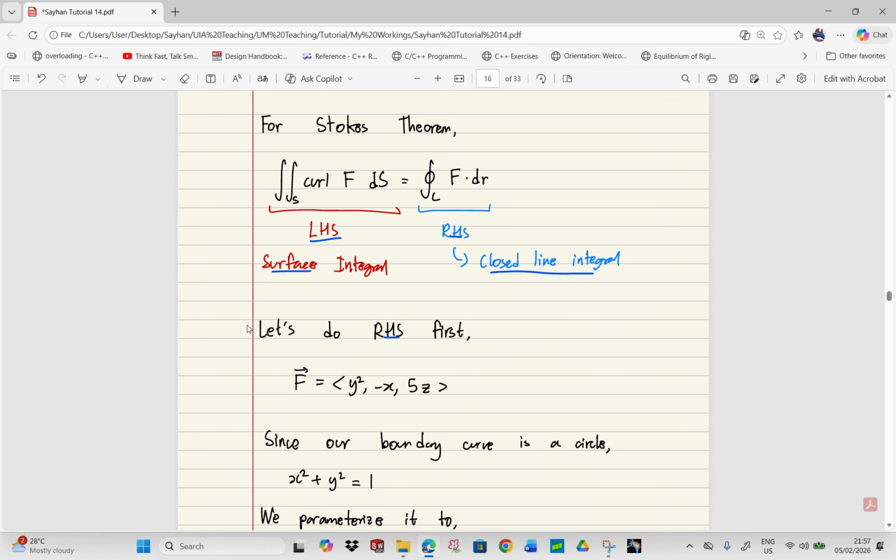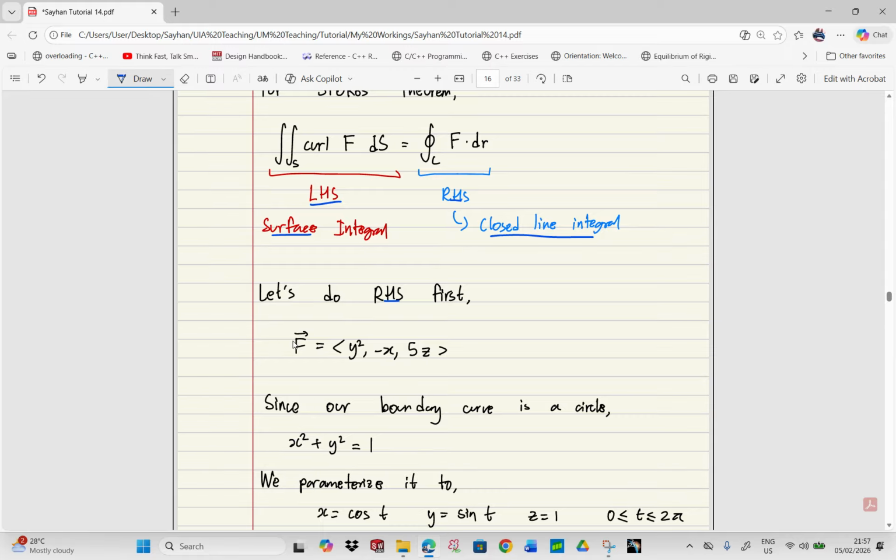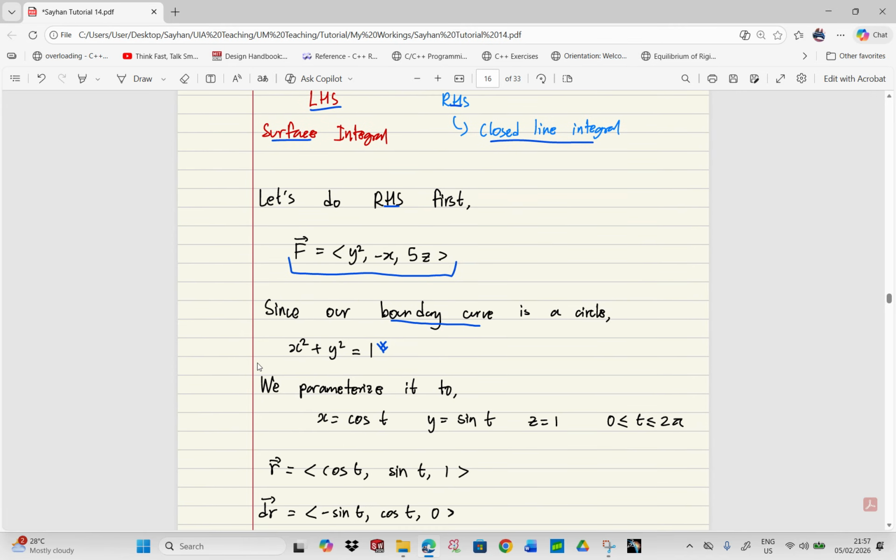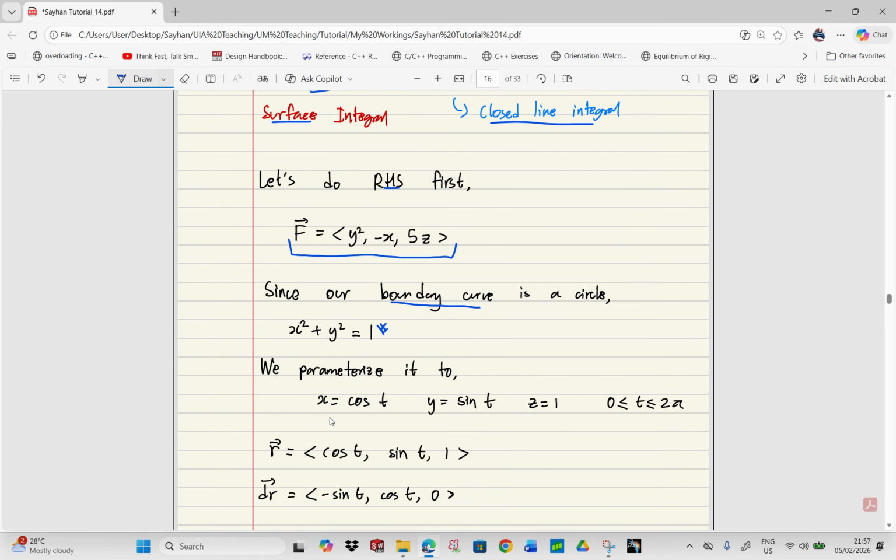So we have the force field equation, which is already given to us, and we already have our boundary curve, which is a circle. By having a boundary curve as a circle, we use the parameters: x is cosine t, y is sine t, z equals 1, and t ranges between 0 to 2 pi. You can refer to your tutorial 12 or week 12 line integral, where they already mentioned how we can parameterize the curves.